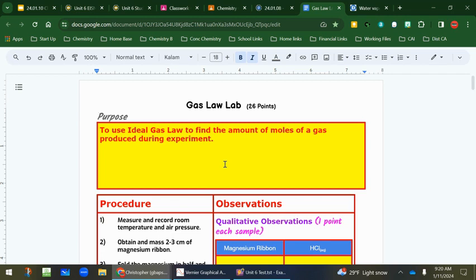This is the purpose of our lab: to use the ideal gas law to find the amount of moles of a gas produced during an experiment. That is what we are going to be doing. Now, we're going to read through the procedure real quick, then I will show you how to do it, and then you're going to do it with a partner. Too much work here to work alone.